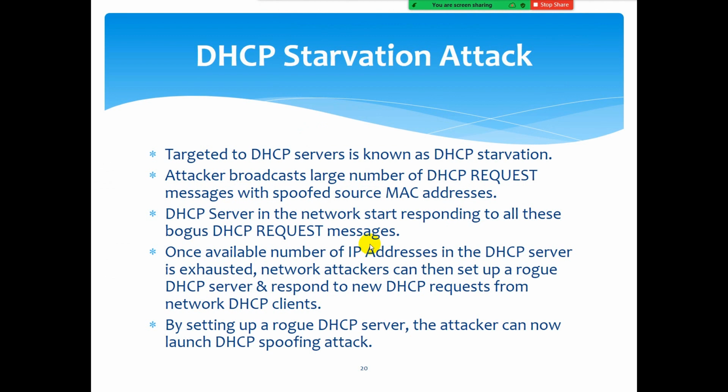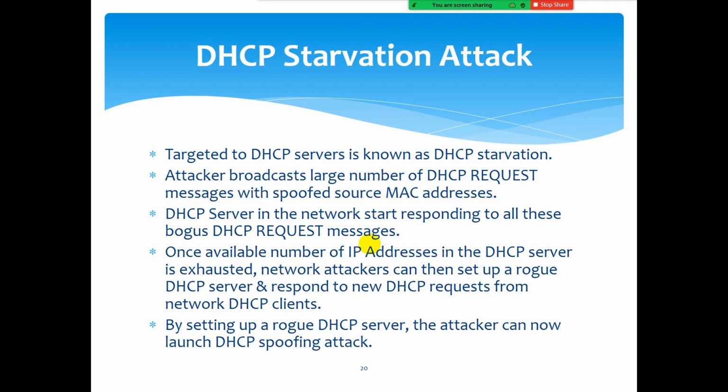So, DHCP starvation attack. DHCP, we know, is the Dynamic Host Configuration Protocol, and basically it provides IP and related settings. DHCP uses the DORA process: discover, offer, request and acknowledgement. We know this one. Now, we will use the discover, offer, request. We will send a huge number of requests to get all the IPs.